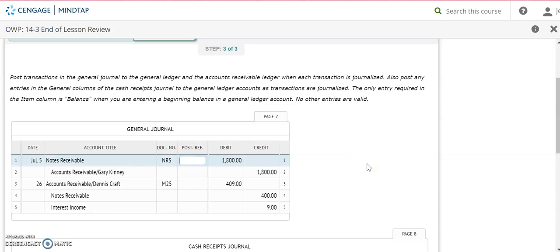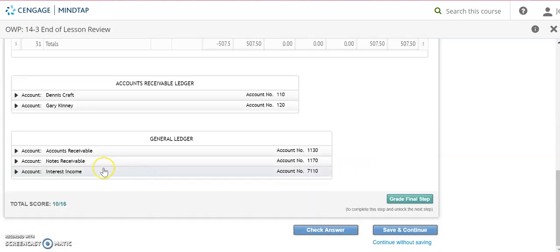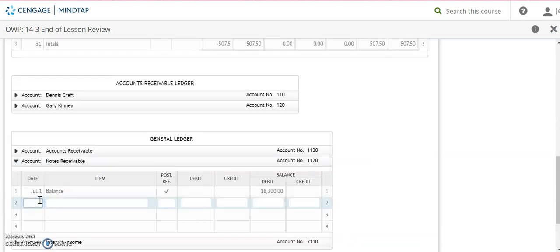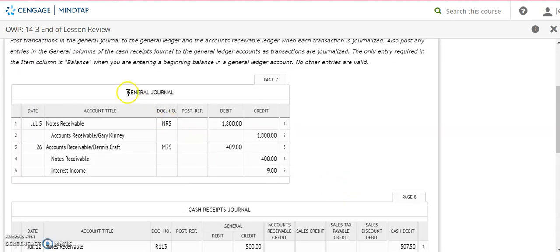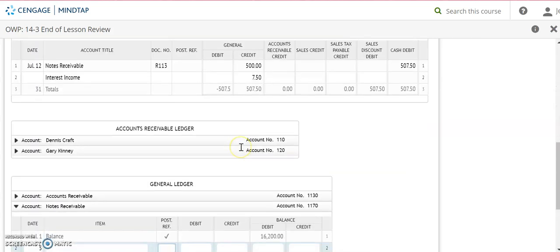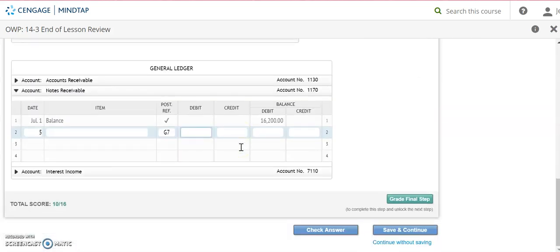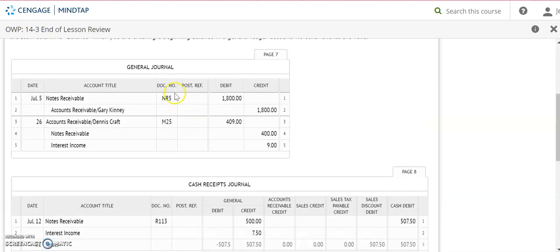We're first going to our notes receivable. So I'm going to go down to notes receivable. My date is July 5th, so they already have the month, so I just need to put the 5th. My post reference then, general journal page 7, so I'm going to use G7. And I'm debiting that account for 1800. And then I'm going to find my new balance. My new balance is 18,000. My account number 1170 will go back up.